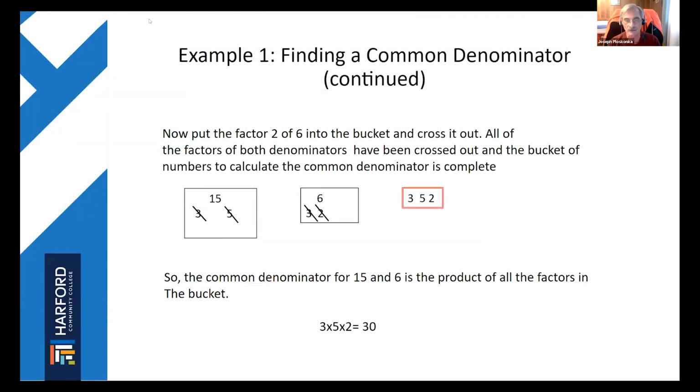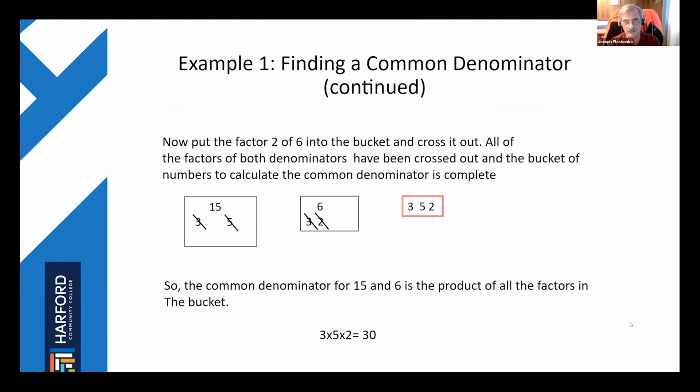And then finally, you look at the last factor of 6, which is 2. So you put the last factor in the bucket. So the bucket now contains all the factors 3, 5, and 2. So the common denominator for 15 and 6 is 3 times 5 times 2, which is 30. Okay, next slide.